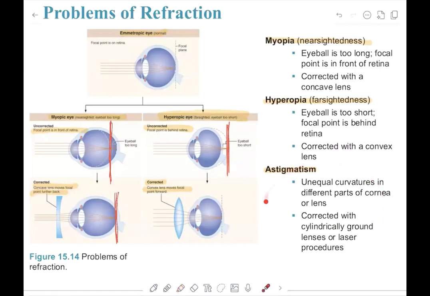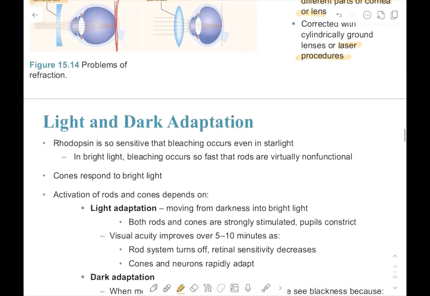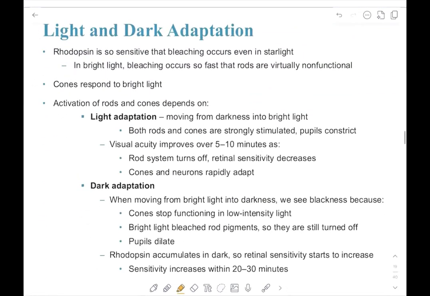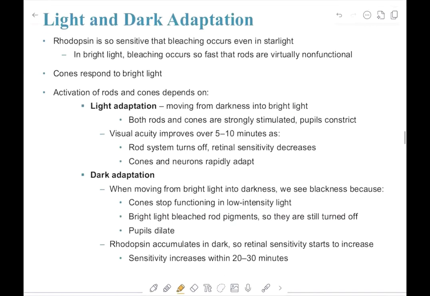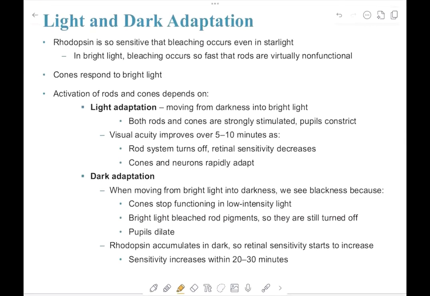The last imbalance on this slide is astigmatism. And astigmatism is unequal curvatures in different parts of the cornea or the lens. And that could be corrected with laser procedures like LASIK, for example. Now, there's a couple of adaptations that your eyes are responsible for: light adaptation and dark adaptation.